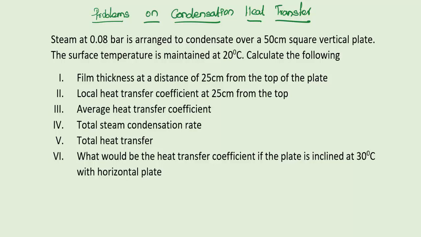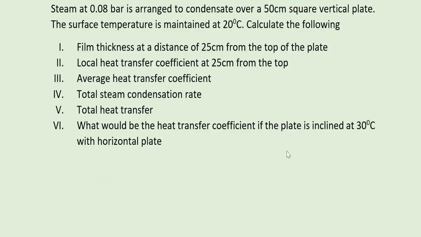In this video, we are going to see problems on condensation heat transfer. In the last video itself, we have seen the process of condensation and solved two problems, and here we are going to solve another two problems. In the first problem, it is given that steam at 0.08 bar is arranged to condense over a 50 centimeter square vertical plate. So write the given data.